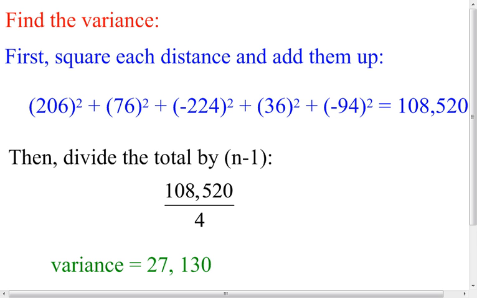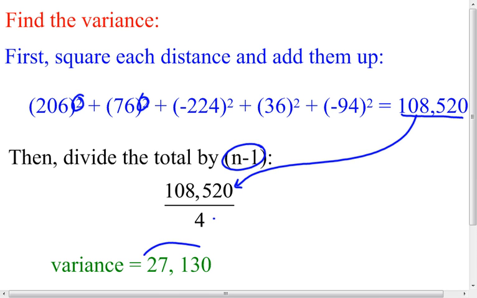And then you divide by 1 less than the number of numbers there are. So in this case, again, there were 5 dogs. And so I squared the distances here, and then I added them all up to get this total, which I then brought down here. There were 5 dogs, but I'm going to divide by n minus 1, which means I'm going to divide by 1 less than the number of numbers there are, so I'm going to divide by 4 in this case. And then I get this number, which is called the variance.